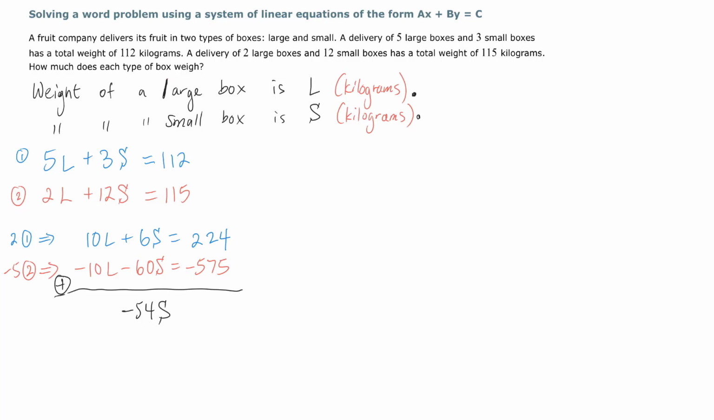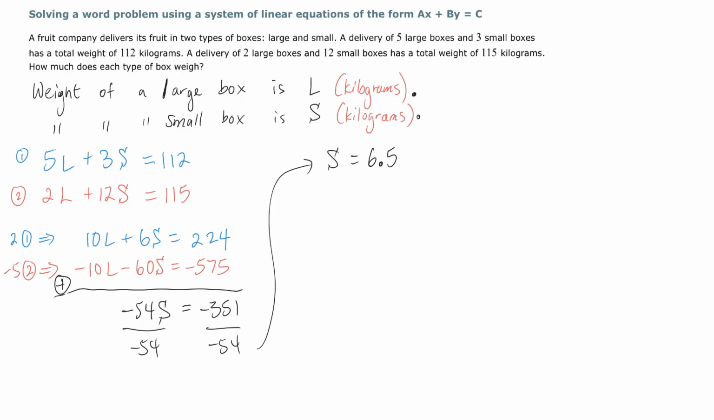And what's 224 minus 575? Go ahead and take your handy mathematical microwave here. 224 minus 575, we get negative 351. And since negative 54 is not 0, we're going to divide both sides by negative 54 so that we can get the weight of a small box. So 351 divided by 54, we get 6 1/2.